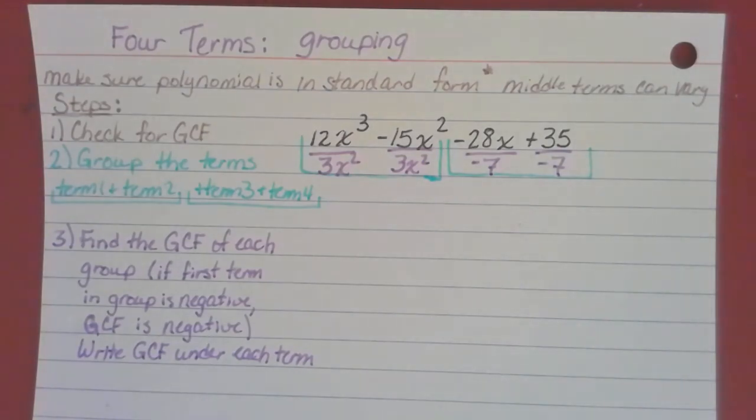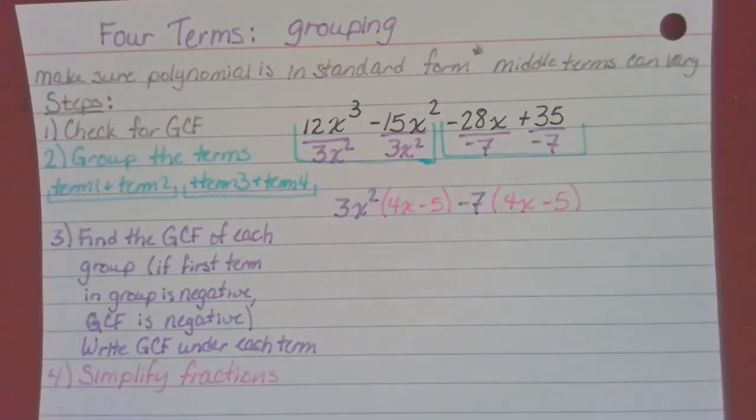And then for my second group, my first term is a negative 28x. So my GCF is going to be a negative 7 because negative 7 goes into both 28 and 35. And they both don't have an x. So our final step is we're going to divide out those fractions, and then we're going to see that we have another GCF.